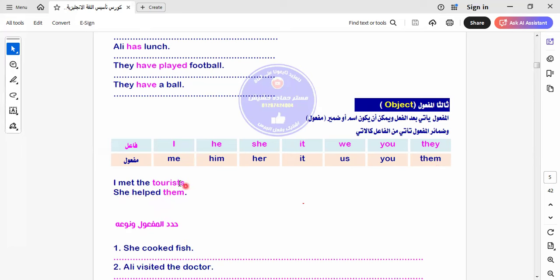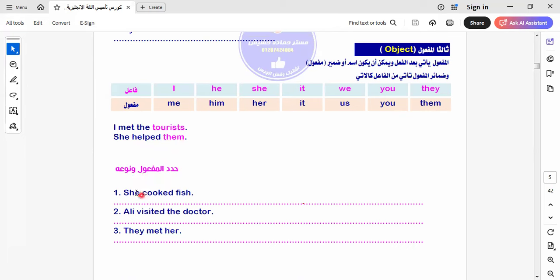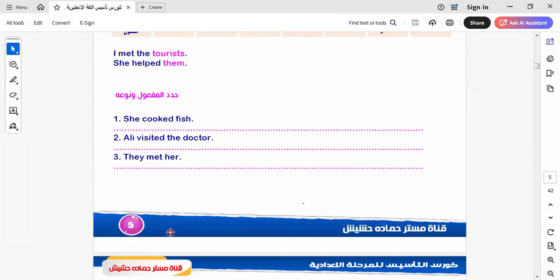So I meet the tourists, or you can say I meet them, or she helped them. Here in this part we select the object, and we know if it's a pronoun or a noun. When we say she cooked fish, fish here is an object. Is it a pronoun or a noun? It's a noun. They visited the doctor. Doctor here is a noun, not a pronoun. They meet her: here is an object pronoun.